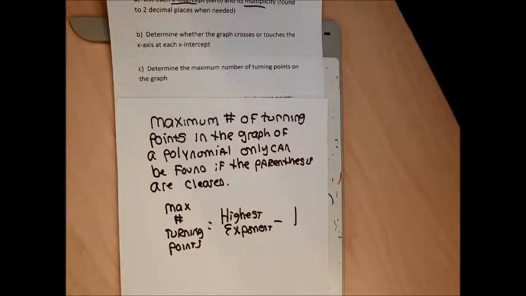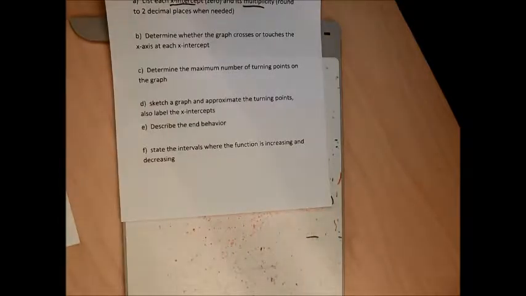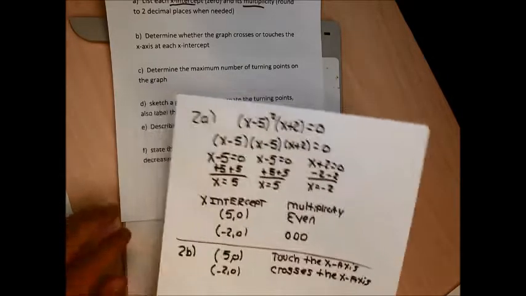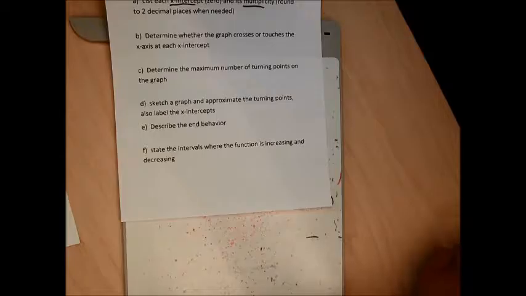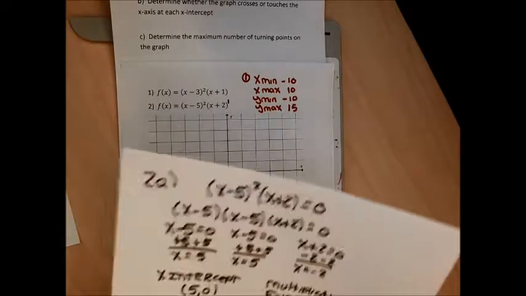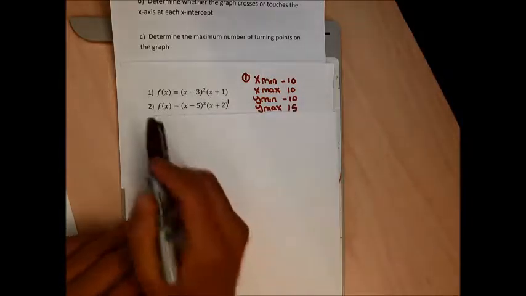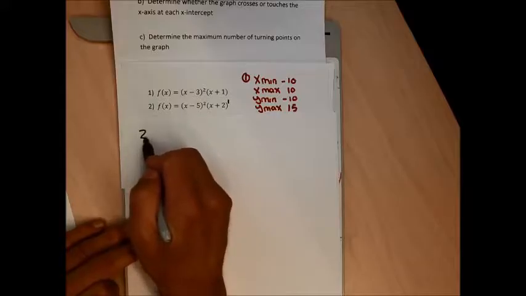I'll be kind of inefficient when I do problem 2C, and then I'll show you how to be more efficient as we get deeper into this. So the maximum number of turning points is going to be 1 less than the highest exponent when the problem's multiplied out. So when I'm doing part 2C in problem 2, I should just put it on a different sheet of paper. So to do part 2C, the maximum number of turning points, the function needs to be multiplied out.